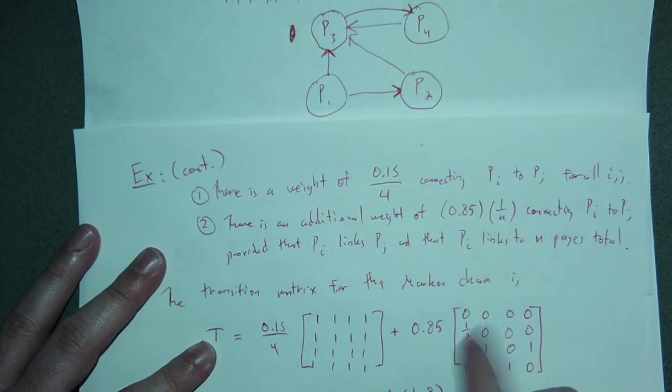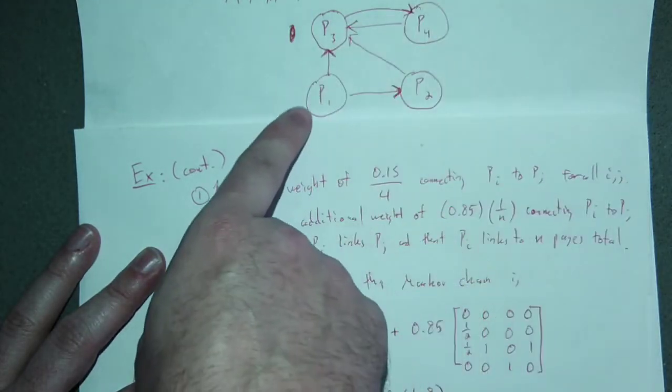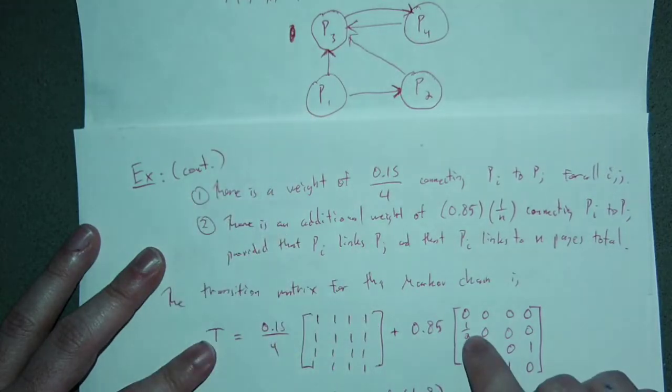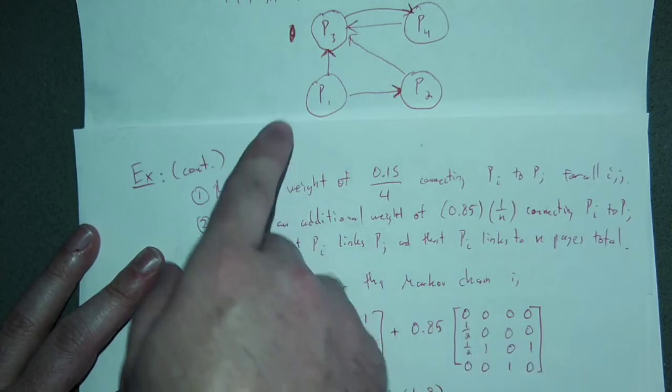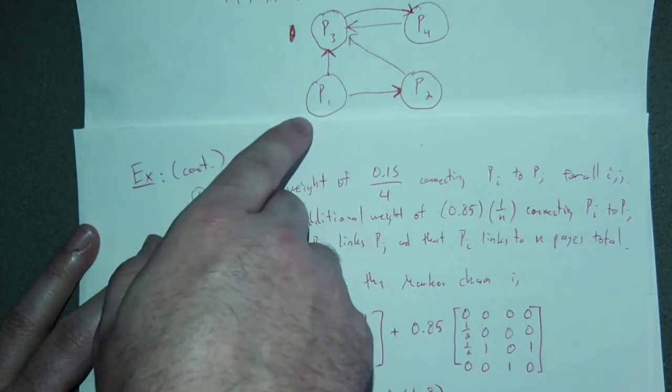Okay, so moving to the second row, it corresponds to web page 2. Web page 2 does get linked to. It gets linked to by page 1. Now why is there a 1/2 here? If you remember, the reason there's a 1/2 here is because there are 2 web pages that page 1 links to.